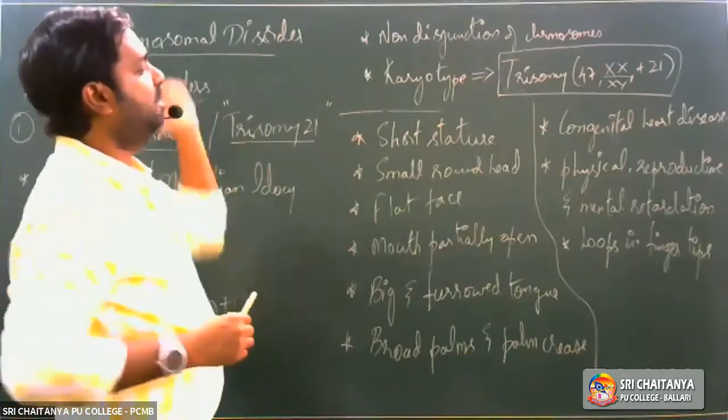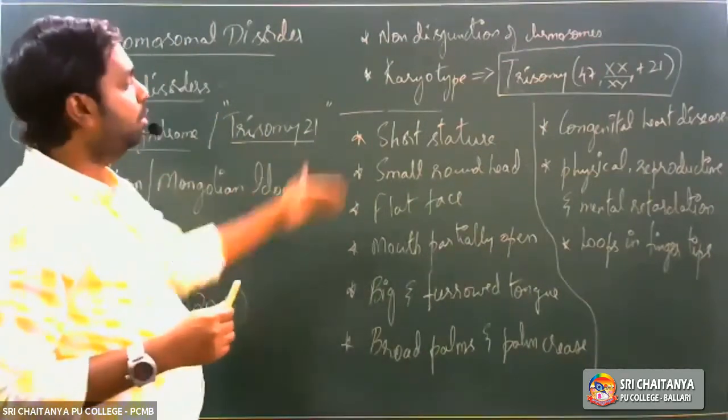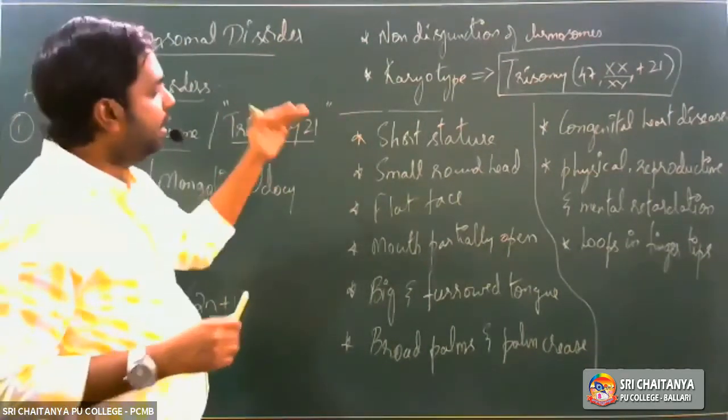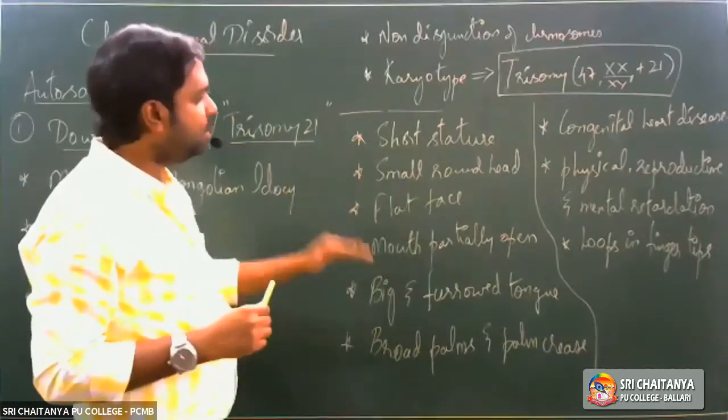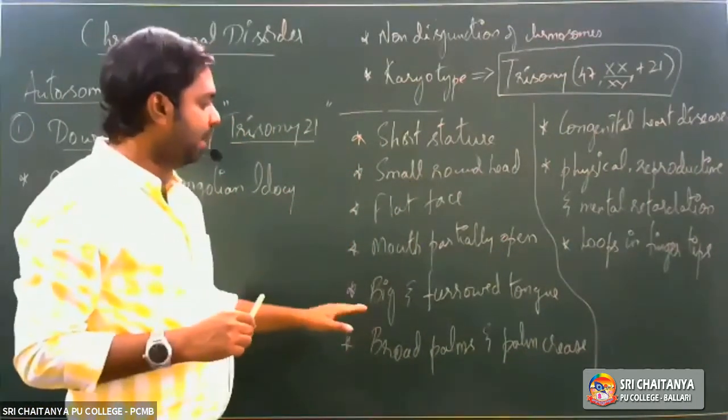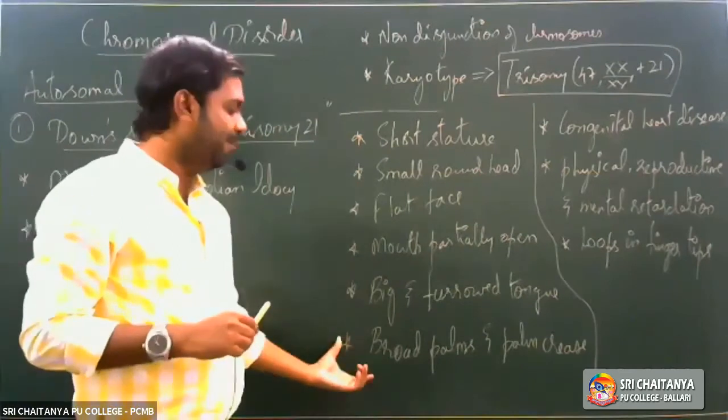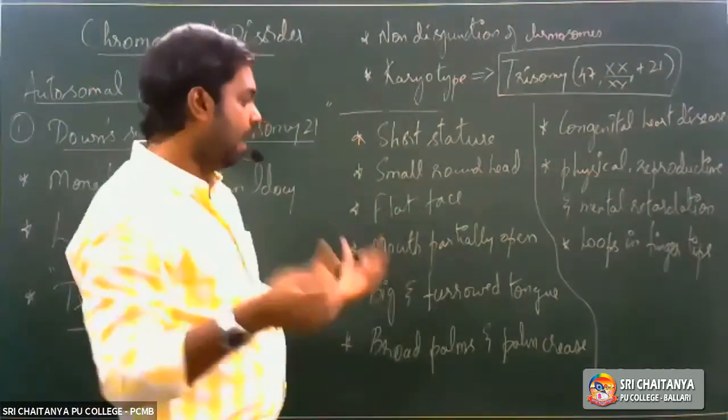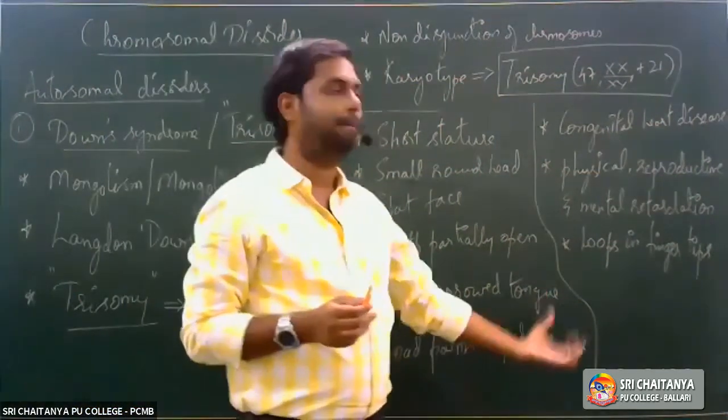So what are some of the symptoms that are associated with Down syndrome? Short stature, short height. They have a small round head, flat face, mouth partially open. They have a big and furrowed tongue. They have broad palms in their hands, and also have characteristic palm crease.